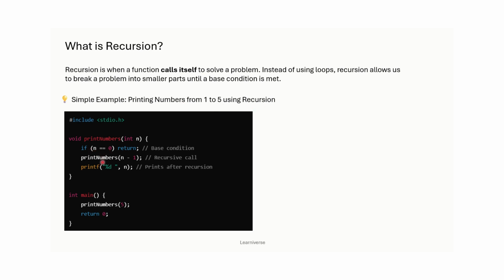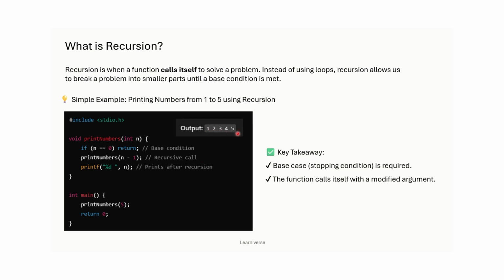So here you can see the main function, and we have a function call with value 5 as an argument, and here we have a base condition, and then we are calling the same function again. This is the recursive call, and then we are printing after each recursion. So here the output will be printed as 1, 2, 3, 4, 5, and some key takeaways are: the base case, which is nothing but the stopping condition, is required as we saw here, and then the function calls itself with a modified argument. So here the value will be modified, and then it is calling the same function again.